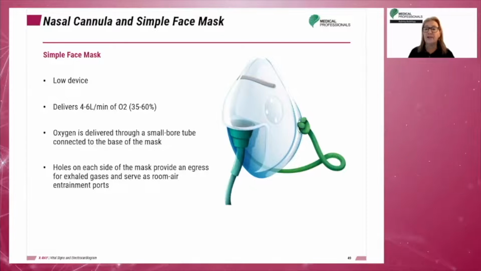Low flow devices require oxygen flow rates less than 5 liters per minute and are used for short-term oxygen therapy.